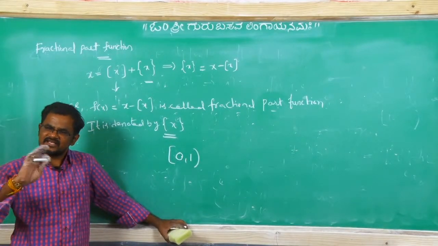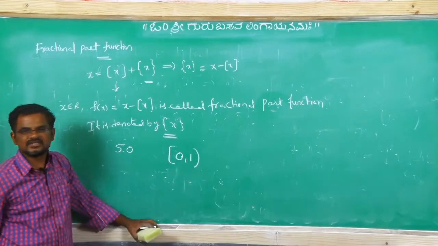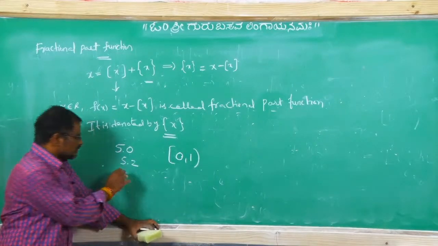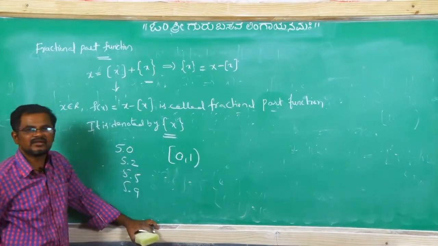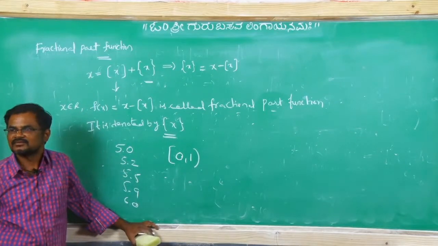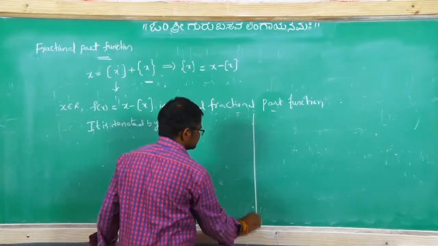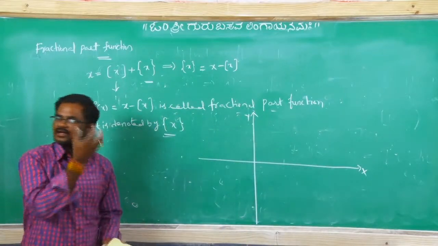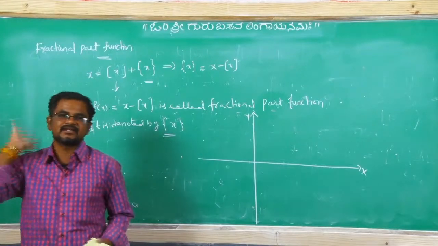Because any real number you take, suppose 5, what is the fractional part? 0. 5.2, what is the fractional part? 0.2. 5.5? 5.9? Now 6 is there, again it starts from 0, correct or not? Right. Okay, graph. Fractional part is not equal to 1, the closed interval 0 to open interval 1, up to 0.99999.